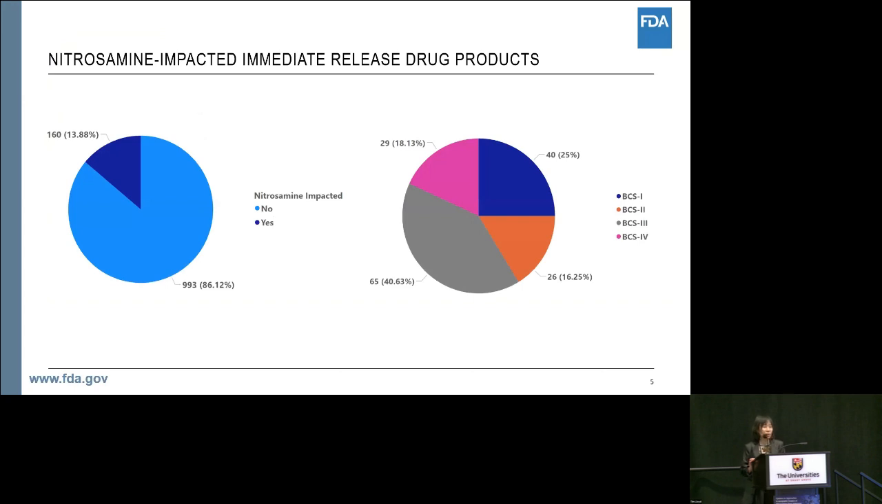So here shows the distribution of the nitrosamine impacted drug products across different BCS classifications. As shown in this slide, the left pie chart shows the distribution of the nitrosamine impacted products across all the IR drug products, where you can see a significant portion of the IR products affected by nitrosamine concerns. Another pie chart shows the distribution of those IR nitrosamine impacted products across different BCS classifications. BCS class 4 makes up a notable portion, which underscores the specific considerations and alternative BE approach for those BCS 4 class drug products.